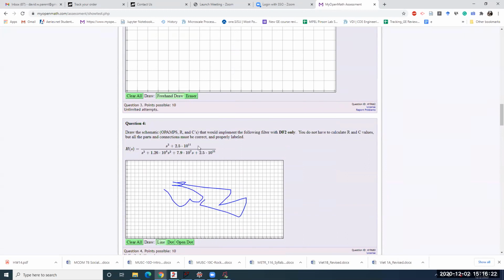So anyway, the final exam is on the 10th. It's in the green sheet, you can look that up. No, I'm not going to ask you to find R and C values. That's something more you would do in lab. Okay.